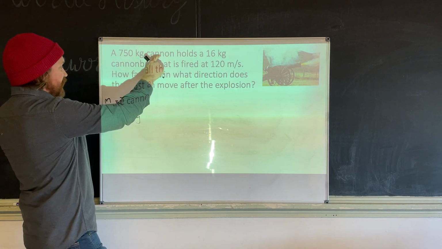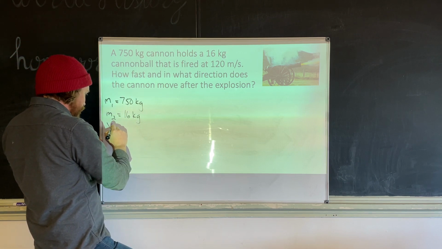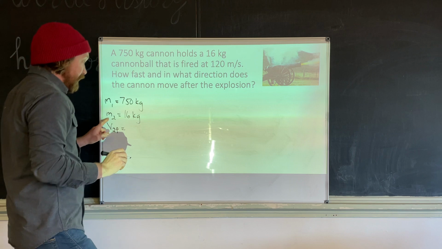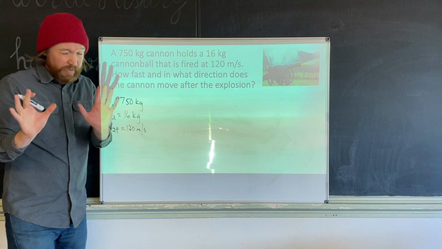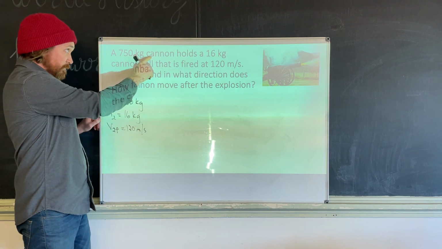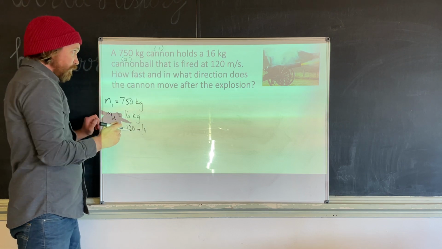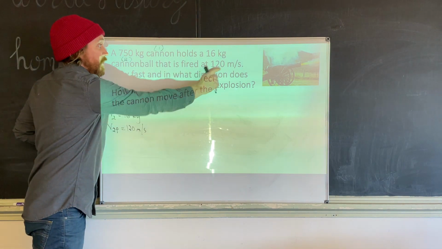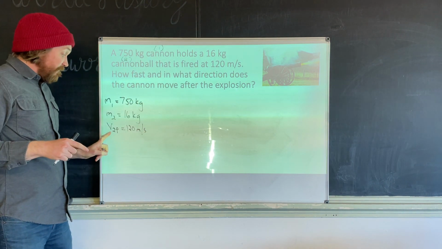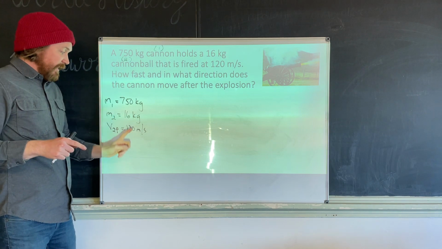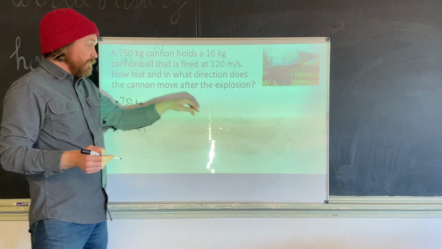All right, so we said the cannon was 1 and the cannonball is 2, so we know that the final velocity of the cannonball is 120 meters per second. I will stop here just so everybody gets this. Mass 1 is the cannon, right? On this one. And mass 2 is the cannonball. So the cannonball is fired at 120 meters per second. That means that after the explosion, the final velocity of the second object, the cannonball, is 120 meters per second. How fast and in what direction does the cannon move after the explosion?